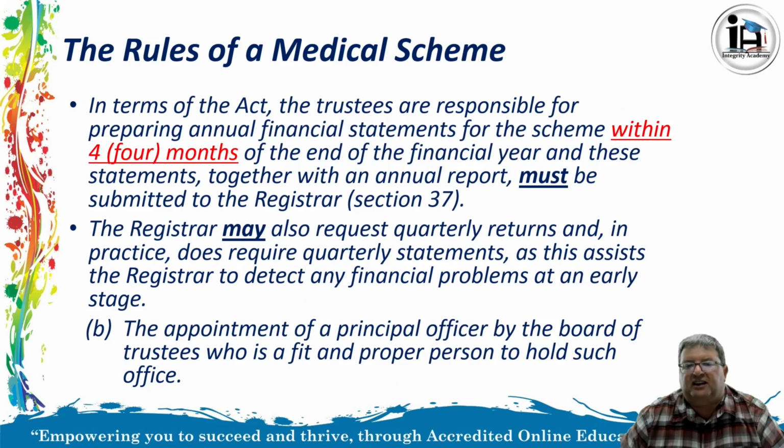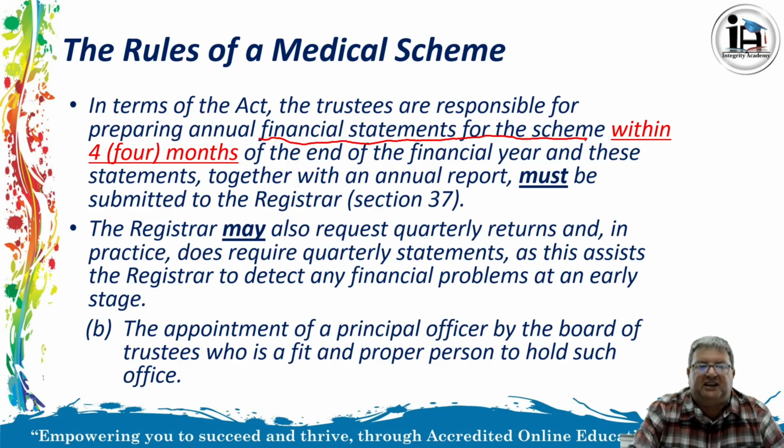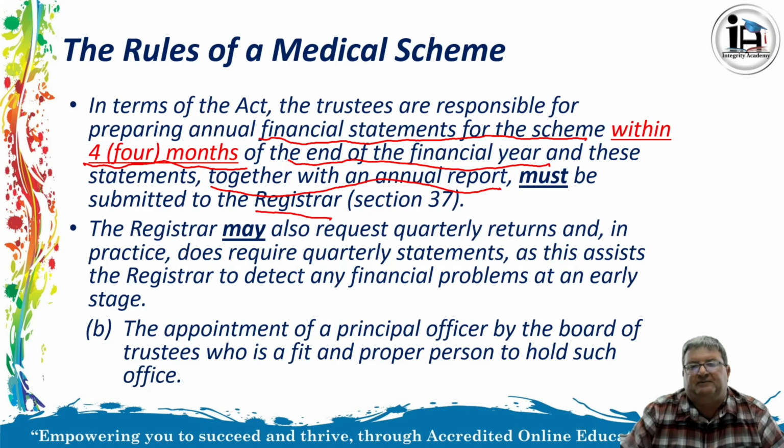In terms of the Act, the trustees are responsible for preparing annual financial statements for the scheme within 4 months of the end of the financial year. And these statements, together with an annual report, must be submitted to the registrar according to Section 37. So, the financial statements for the scheme must be given to the registrar within 4 months from the end of the financial year, together with an annual report.